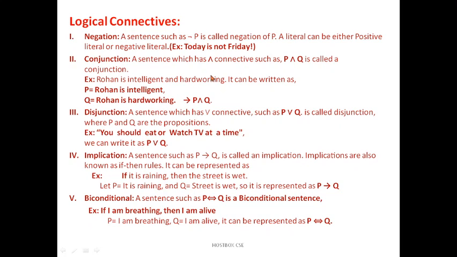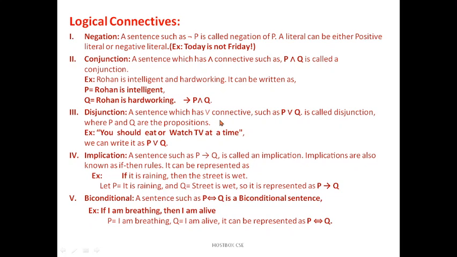Then conjunction. A sentence which has the conjunction symbol connective, such as P and Q, is called a conjunction. Example, Rogan is intelligent and hardworking. How do you write it? We can consider Rogan is intelligent as P and hardworking as Q. So you can write P conjunct Q, P and Q. Simply you can write the logical symbol. P and Q means what? Both are required.